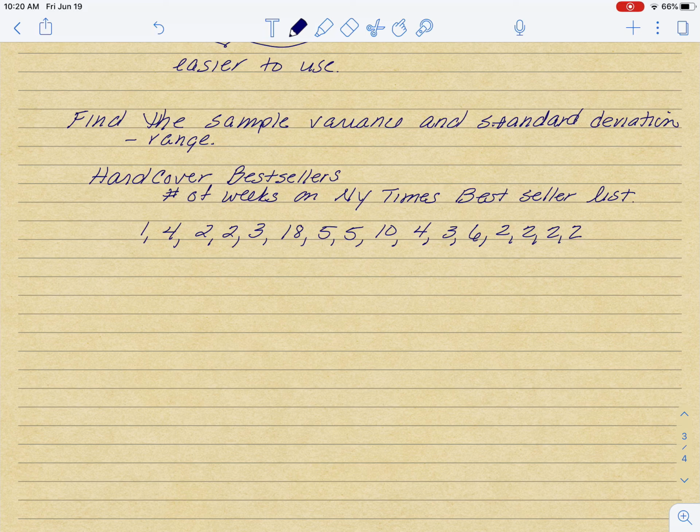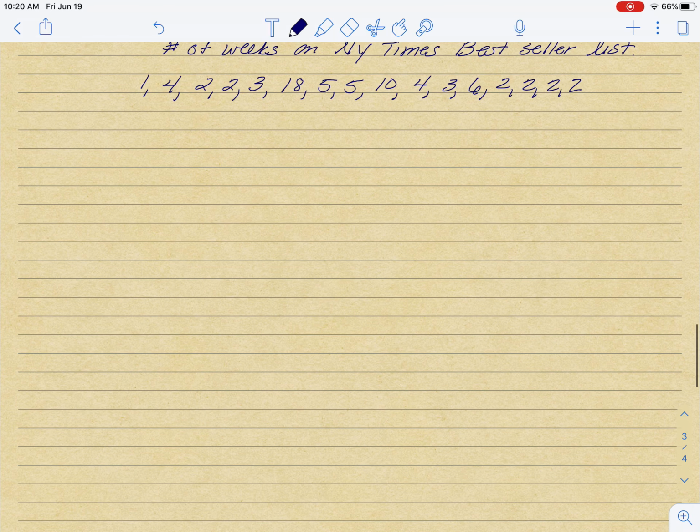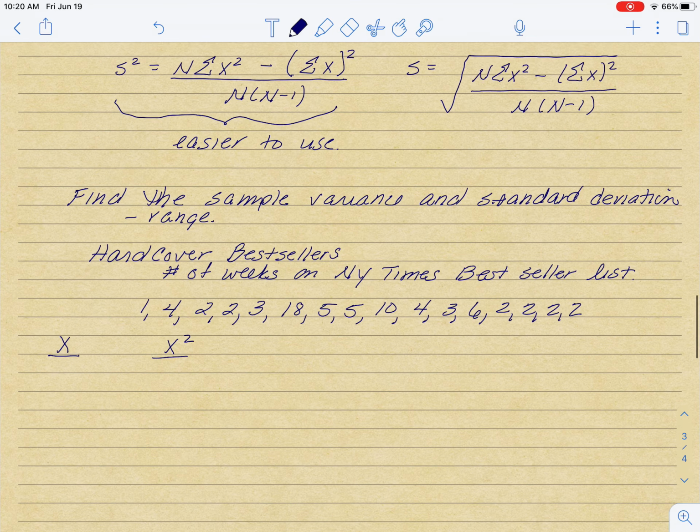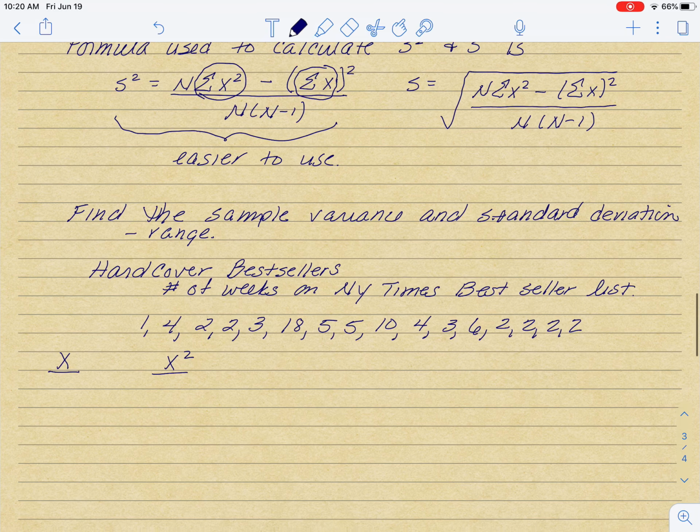Okay, so what we have to do is create a table. So we kind of did that before on the other one, but this one's going to have a few more things on it. So we need a table where we have our x values that we want. Okay, and then we need our x squared values, because if we look at this formula that we're going to use, we need to be able to add up our x values, and we need to be able to add up our x squared values.